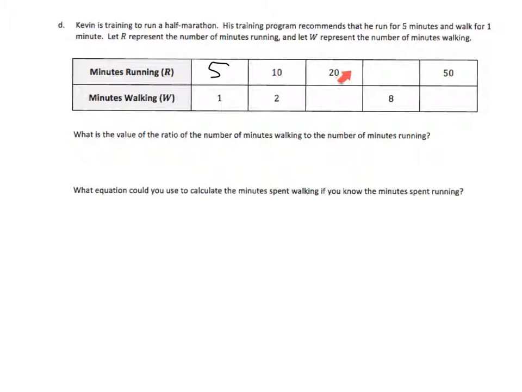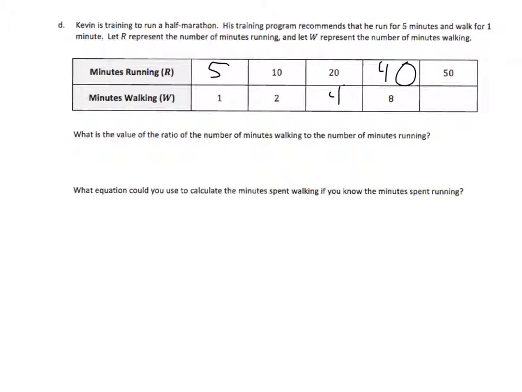Here we have 20 minutes running. Well, if I turn 10 into 20, how did I do that? I doubled it. So 2 doubled is going to be 4. Well, now I have 8 minutes walking. Well, how can I get to 8? Well, I could do 4 to turn into 8 doubled. So 4 doubled is 8. So 20 doubled is 40.